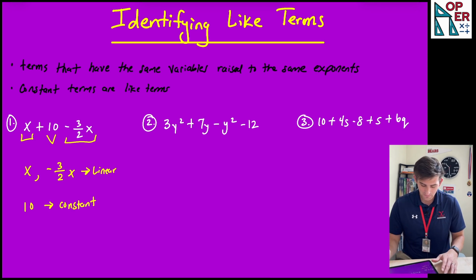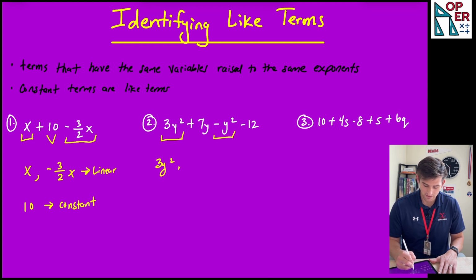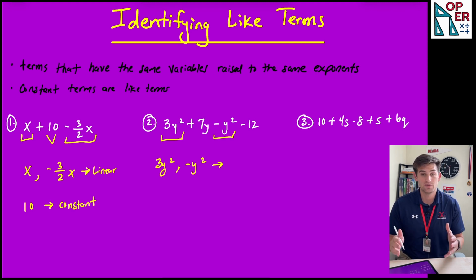Number 2, 3y squared plus 7y minus y squared minus 12. Notice we have a y squared and a y squared, so we could write those down, 3y squared and negative y squared, and we'll talk about what kind of terms those are in just a second. Then we have a 7y. Do we have any other y terms? No. And then we have a negative 12.